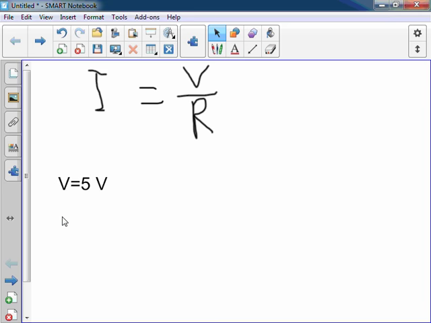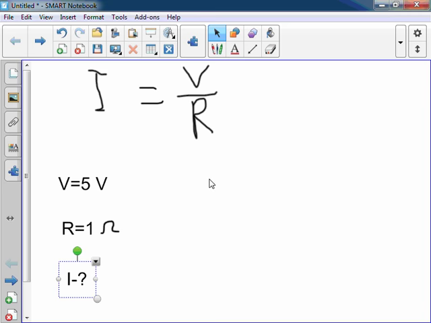Okay, and then I'm going to have resistance. And my resistance is going to be 1 ohm. And I'm going to write down ohm. And of course, I need to know what I'm looking for, and I'm looking for the current. And the symbol for the current, like I said, is always I. Don't ask me why. That's just the way it is.